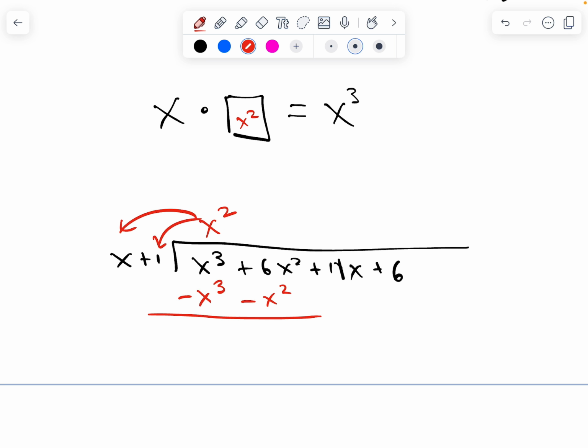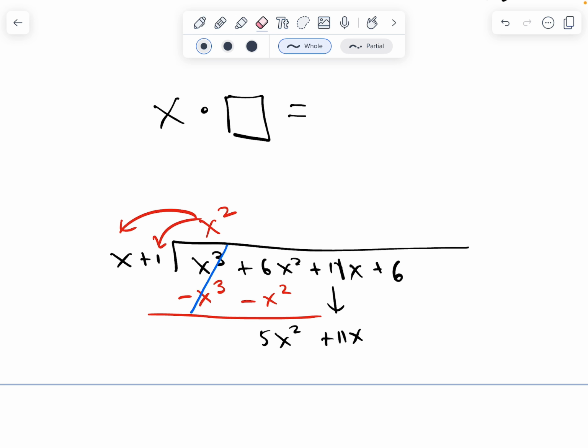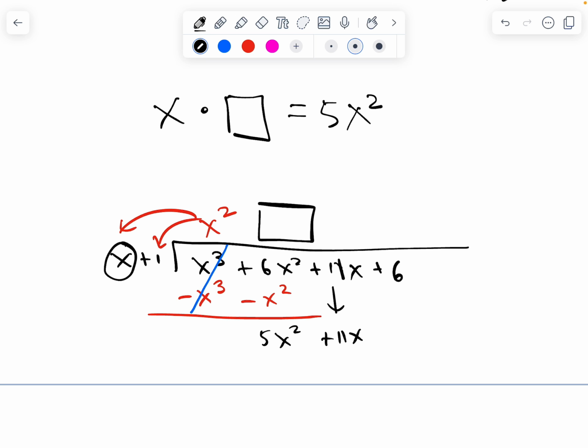So minus, minus, we're subtracting this. And we did this right because that term canceled out. So that is a good sign. Underneath this, 6x squared minus x squared is 5x squared. And just like normal long division, we're going to bring down the 11x. Okay, so now we're asking ourselves a different question. We're saying x times what is going to give me 5x squared?